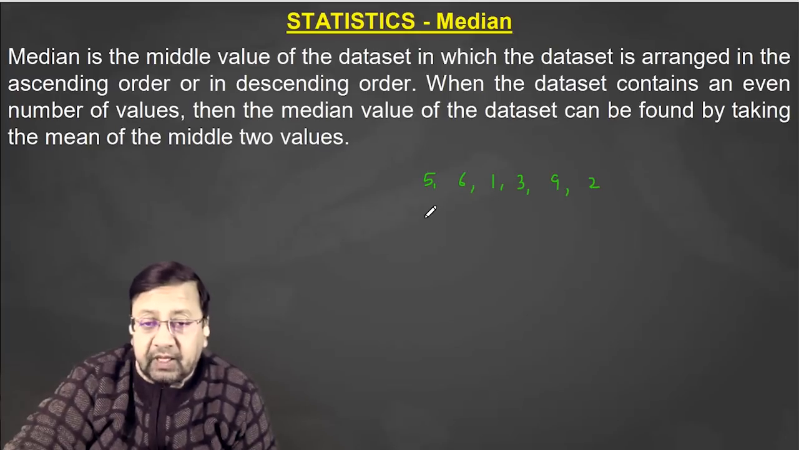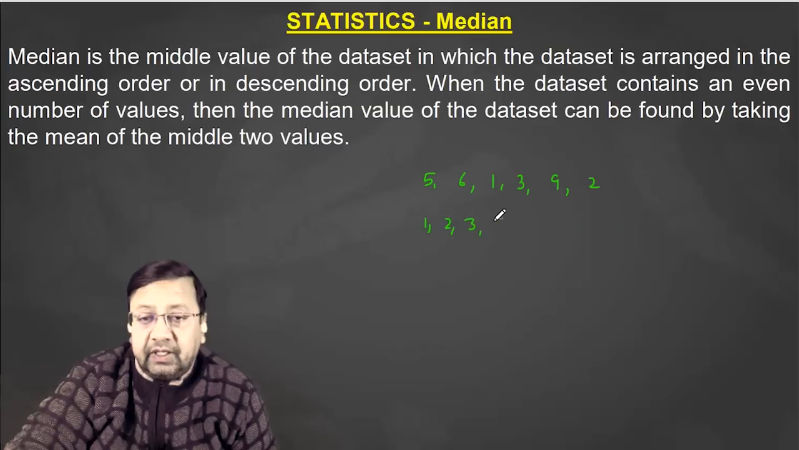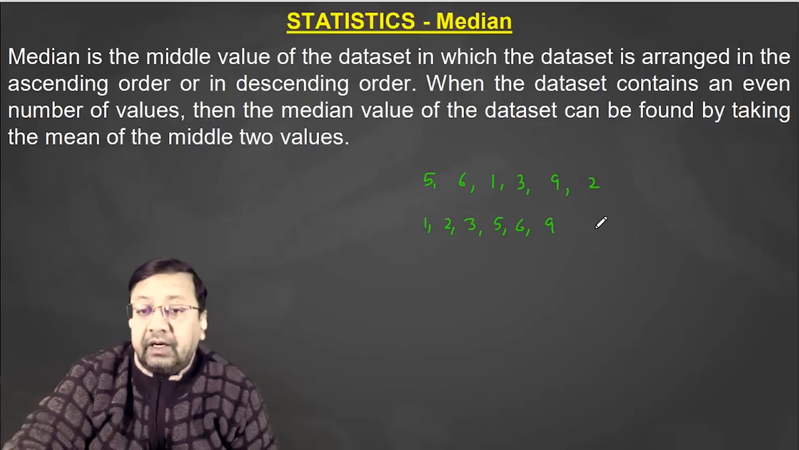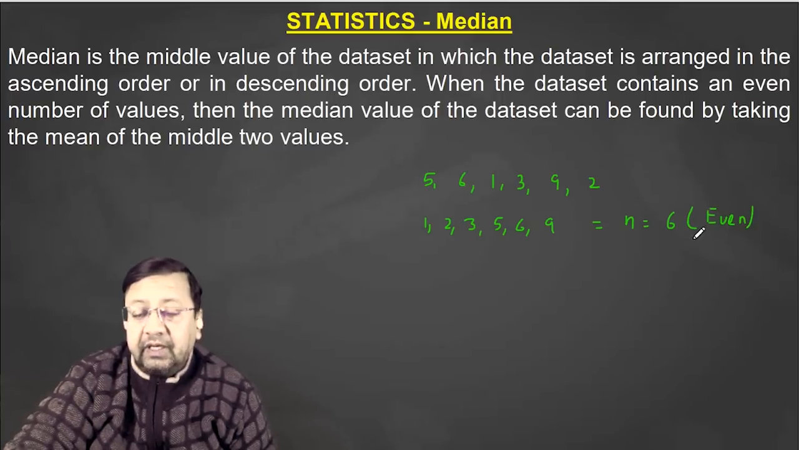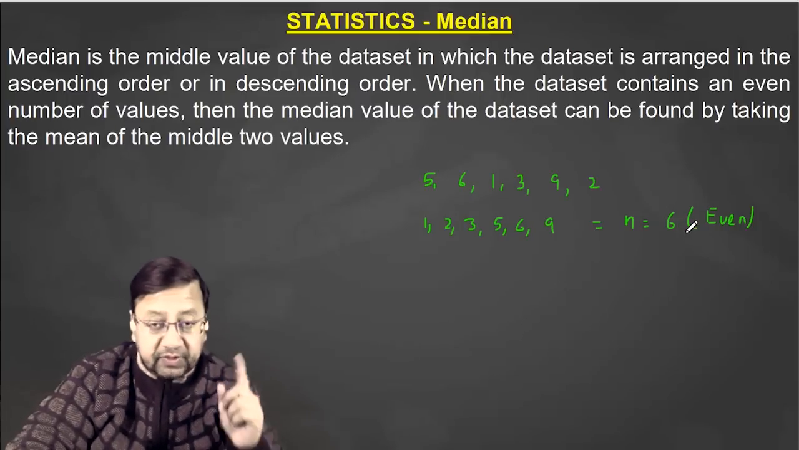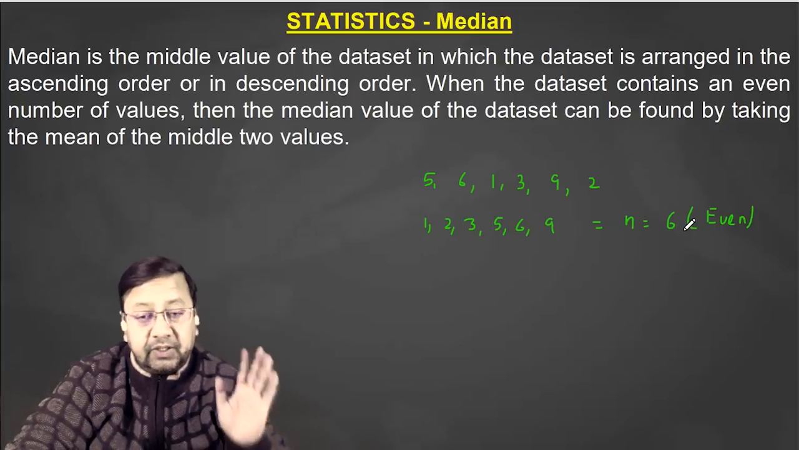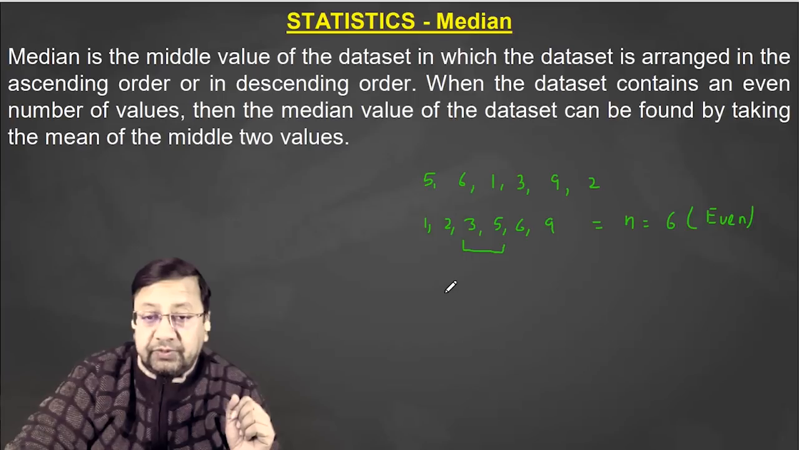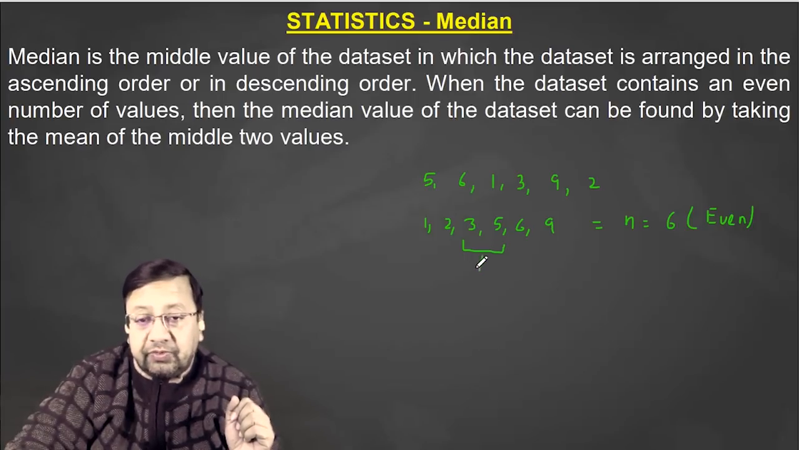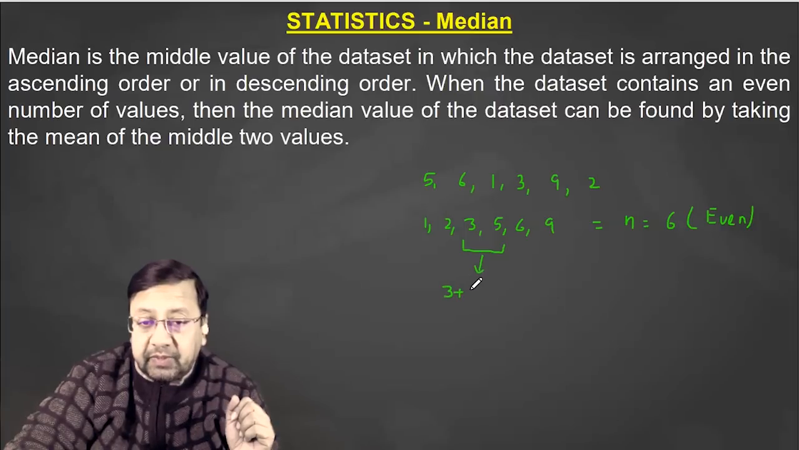So if I arrange it, 1, 2, 3, 5, 6, 9. This is my data. Now if I count the number of values, that is n, how many values do I have? 6. And this is an even number, right? So if you have an even number of values, first arrange your data in ascending or descending order. After arranging, just pick the center two values, here 3 and 5. What to do with them? Add 3 plus 5 divided by 2. So this is 4.